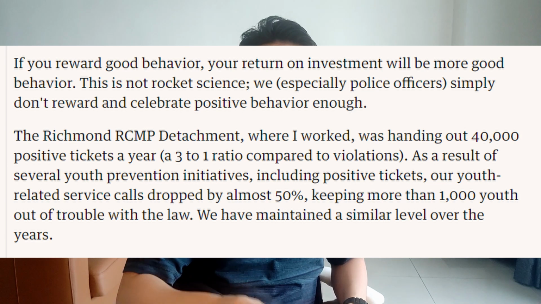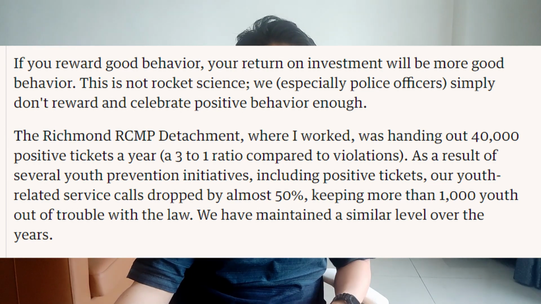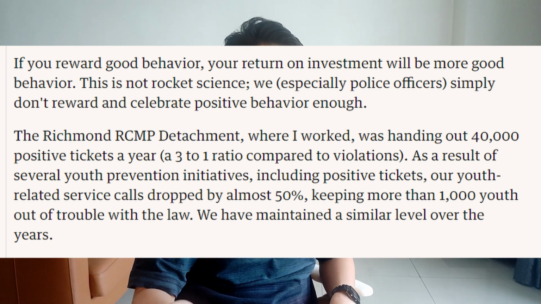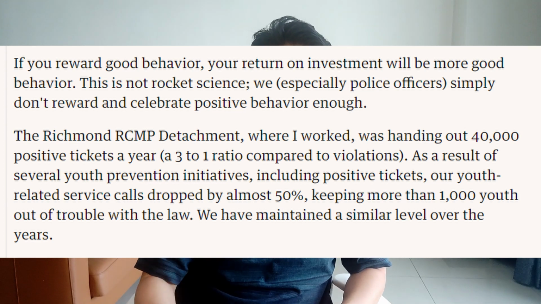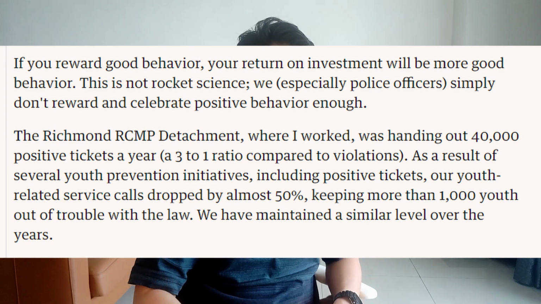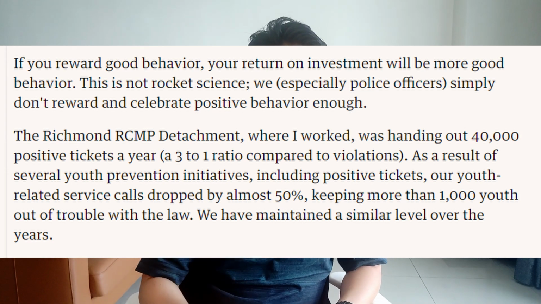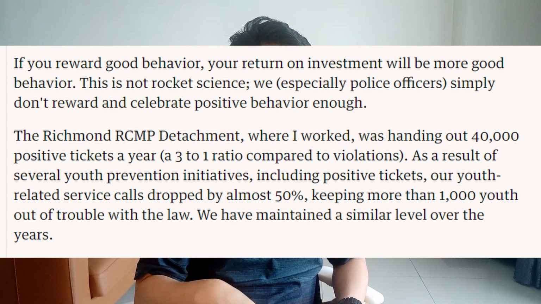I'm just going to read an extract from an article from The Guardian, and you can read with me, all right? If you reward good behavior, your return on investment will be more good behavior. This is not rocket science. We, especially police officers, simply don't reward and celebrate positive behavior enough. The Richmond RCMP detachment, where I worked, was handling 40,000 positive tickets a year, a 3-to-1 ratio compared to violations.